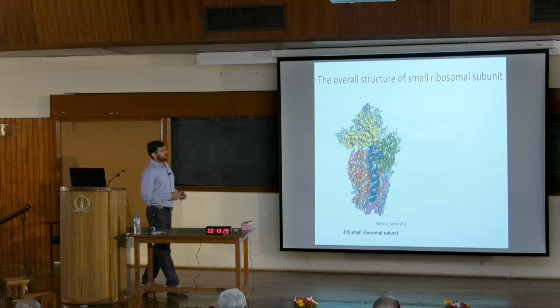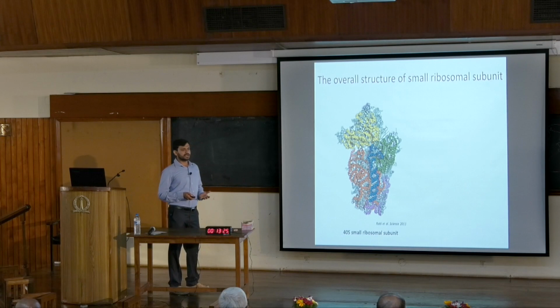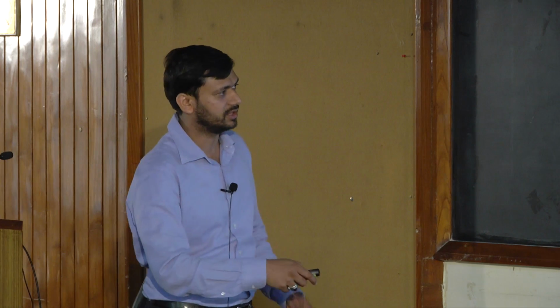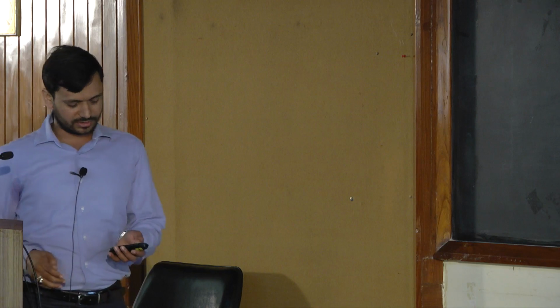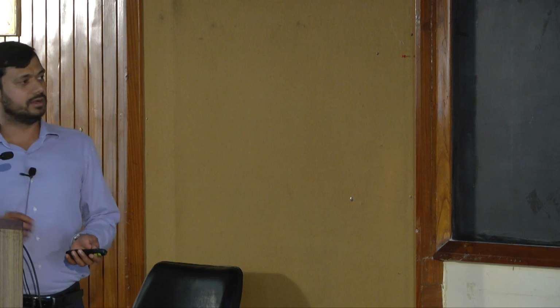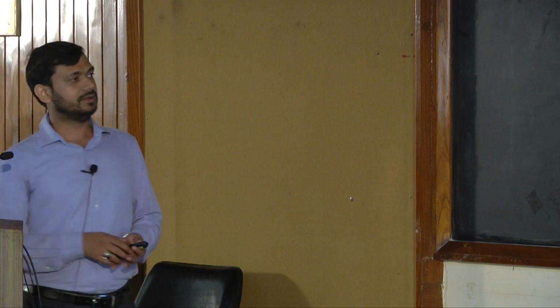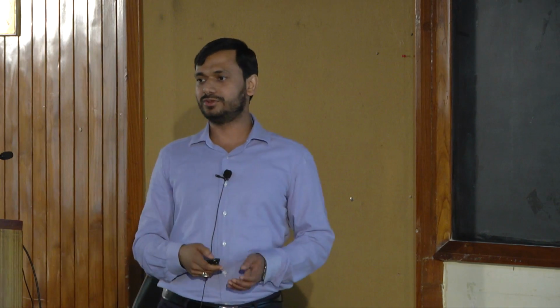Now, if we look at the overall structure of the ribosome, or the small subunit, this is how the structure of the small subunit looks. Here I have shown the small subunit from the eukaryotic system, which is the 40S, but the structure of the small subunit from the bacterial system is essentially the same. So the overall structure is the same, and this structure will roughly remind you of a bird, and this is essentially how the parts of the ribosome have been named.